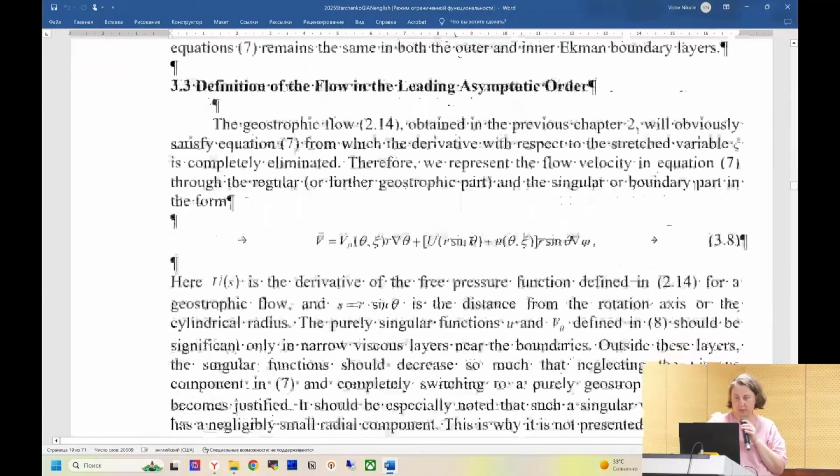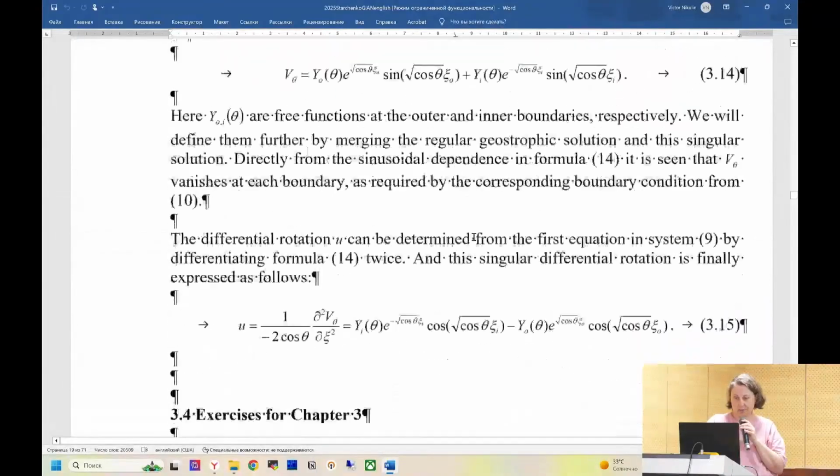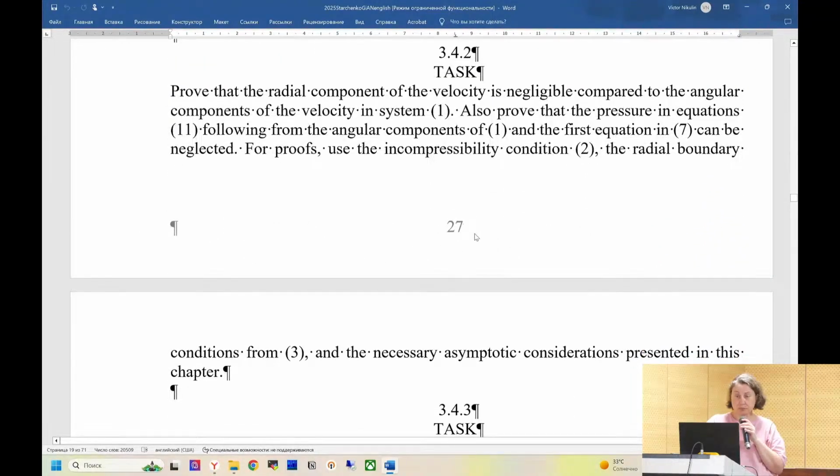And the second one: prove that the radial component of velocity is negligible compared to the angular components of velocity in system 1. It's just scaling. You're working with very thin layers. You know that radial derivatives are huge, and you need to balance the terms in the equation to be of the same order. That's how you may obtain and prove these results, that some components of velocity are huge, some are not.